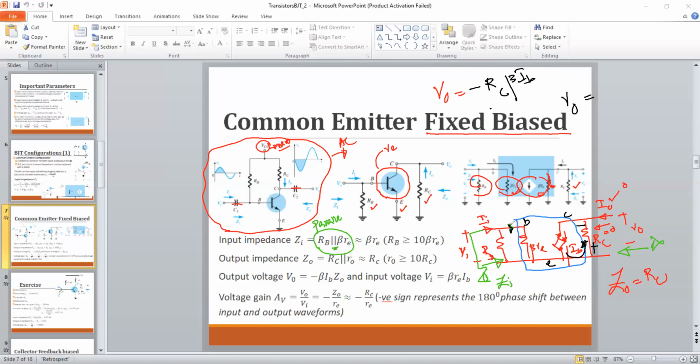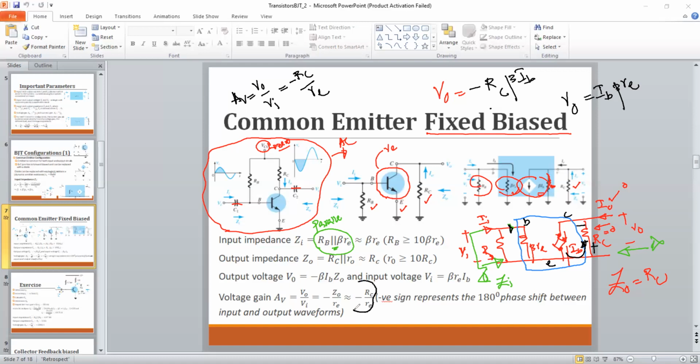So this is your IB, this is your II. So the input voltage is just the voltage drop across this one, IB times beta RA. So then what about the voltage gain? AV, V out over V in, is equal to minus RC beta IB over beta IB, which simply cancels out.